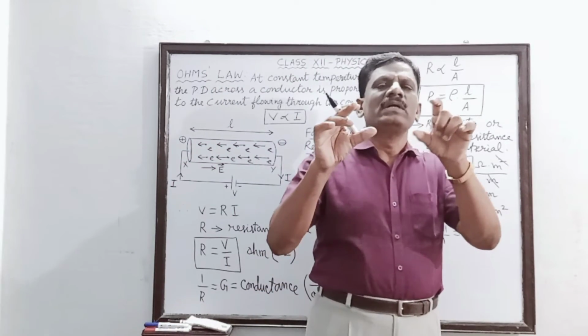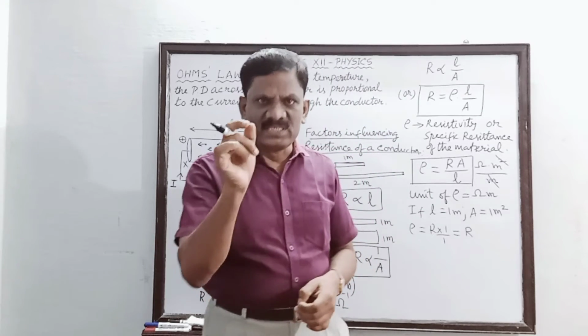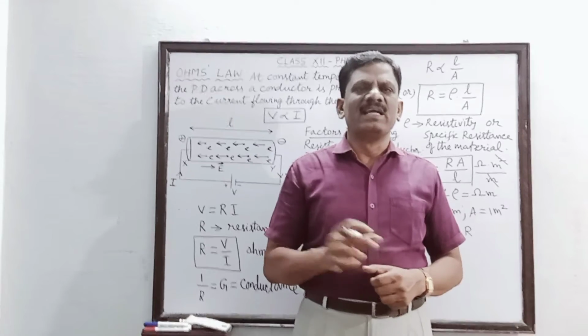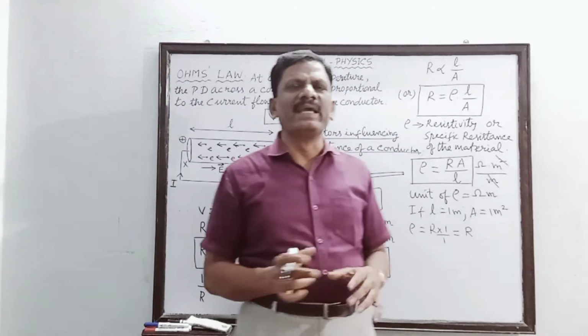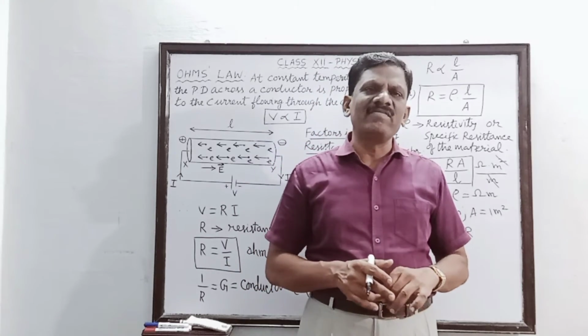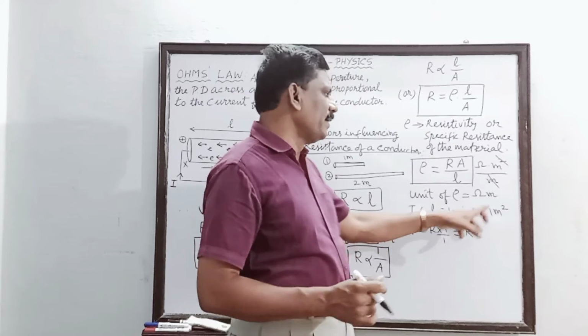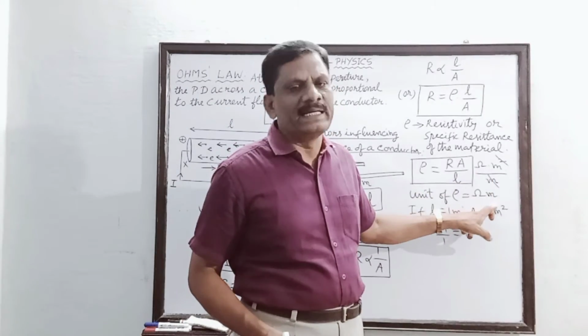So how to define resistivity or specific resistance? The specific resistance of a material is defined as the resistance offered by a conductor having unit length and unit area of cross section. Understand? And what is its unit? Specific resistance has a unit of ohm meter.